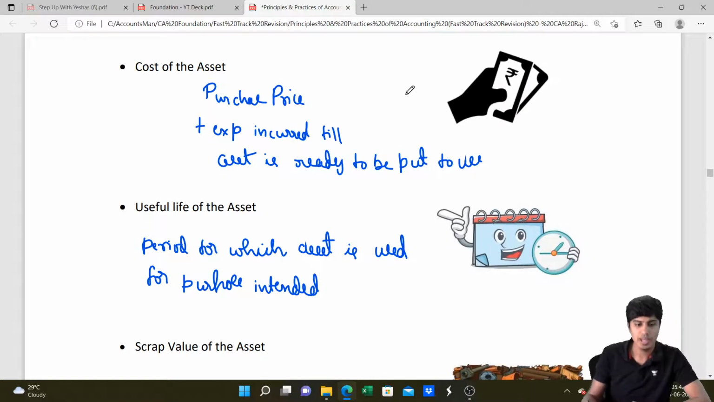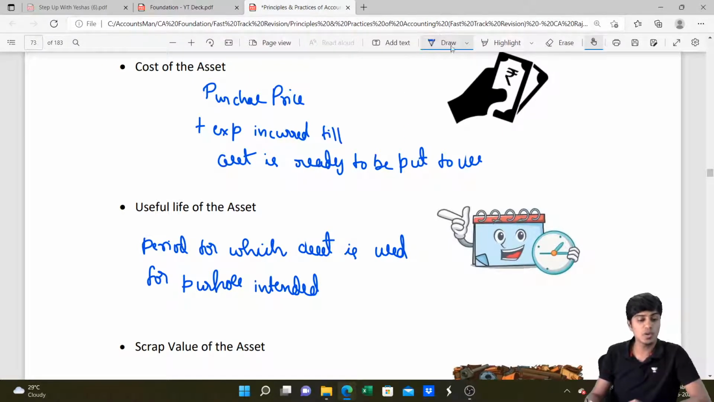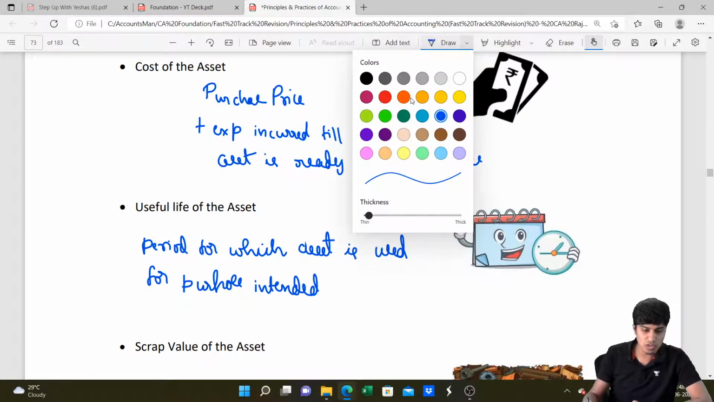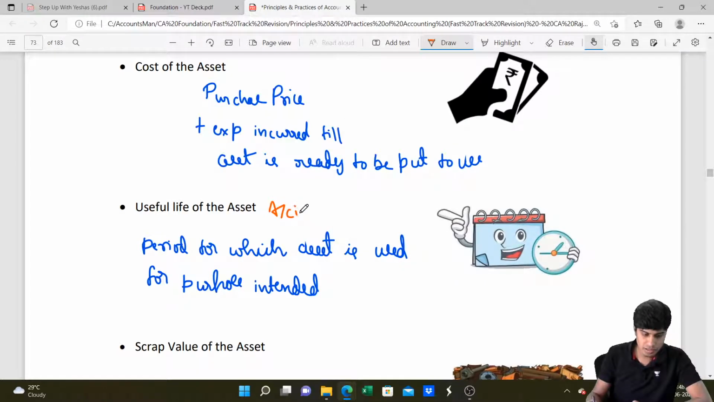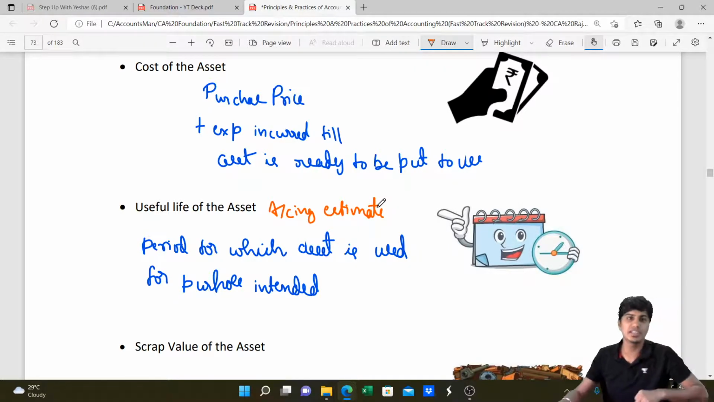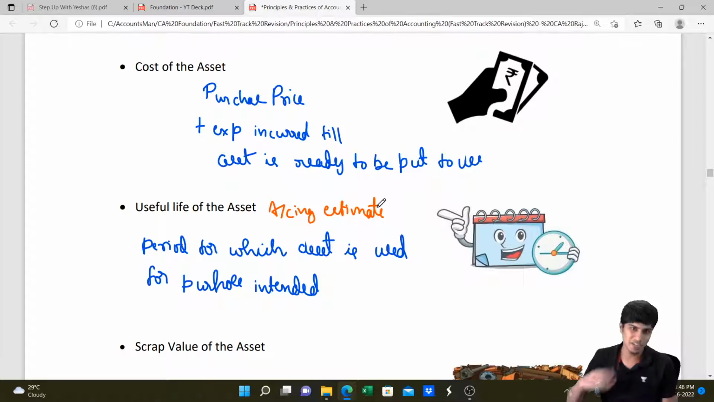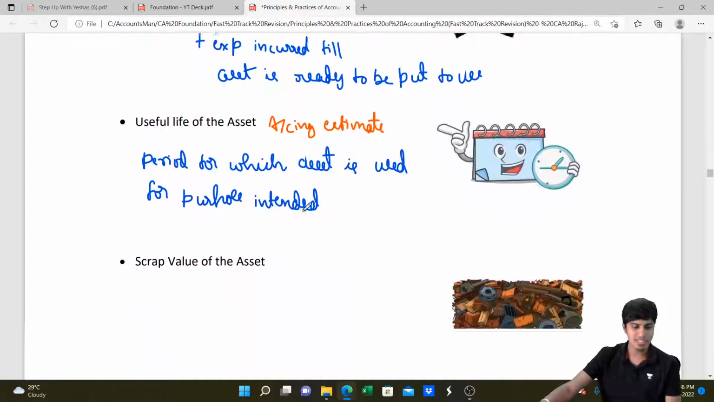Another important point that all of us need to note and remember here is that the useful life of an asset is an accounting estimate. It is not an exact number. Will you ask the asset, what is your useful life, and the asset will tell you 6 years? No. You define that item as 6 years based on your past experience and your analysis of the current situation. It is nothing exact, it is just an estimate. Got it? The next term is scrap value of the asset.